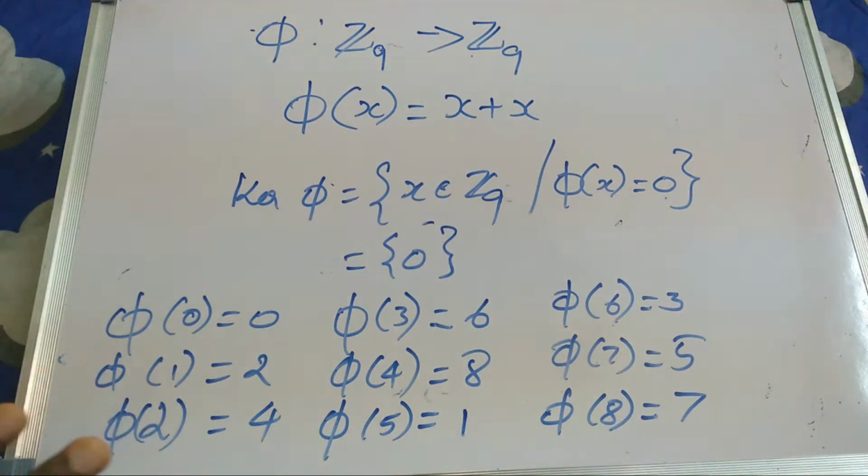Here, in these two examples, what happened was the kernel happened to be a subgroup of the domain. Because in Z6, we saw the kernel to be 0 and 3. In this mapping, we saw the kernel to be just 0. So both are subgroups of their respective groups. Fine. So in general, we might have an observation that this might be a subgroup.